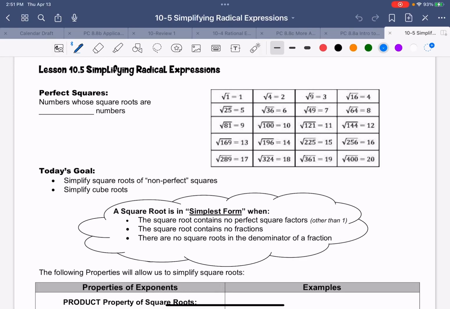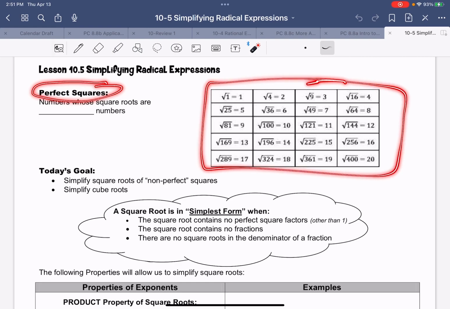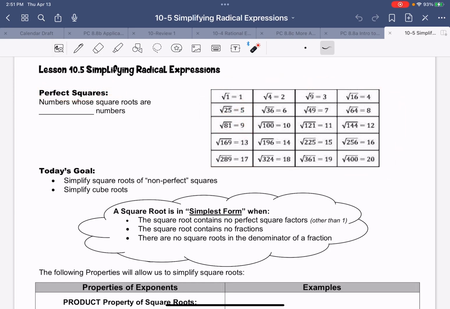All right, today we're going over section 10.5, simplifying radical expressions. Make sure you know and are comfortable with your perfect squares. Here's a list of them. So when you see square root 25, it simplifies to 5, square root 81 is 9, and so forth, square root 36 is 6. The higher in math you go, these come up a lot, so it's nice to be comfortable with them. A perfect square is a number whose square root is a whole number. So when you take the square root, it's going to be a whole number.